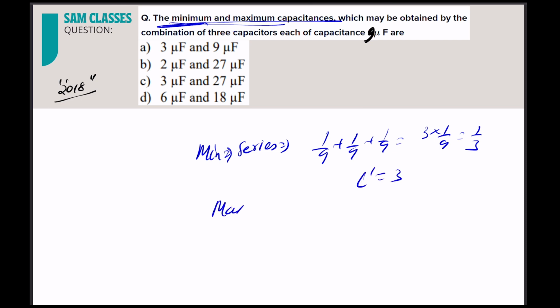And for maximum, you need parallel. So 9 into 3, so 27. Tell me, after seeing the questions, what do you think? Are the questions very, very, very JEE Advanced level? Even Mains level? No. The questions are very simple and directly formula based. If you don't make mistakes and you revise everything, you'll be able to score very good marks.